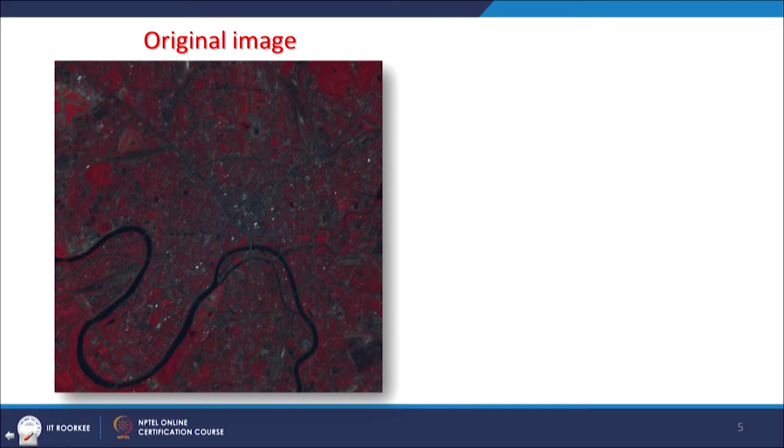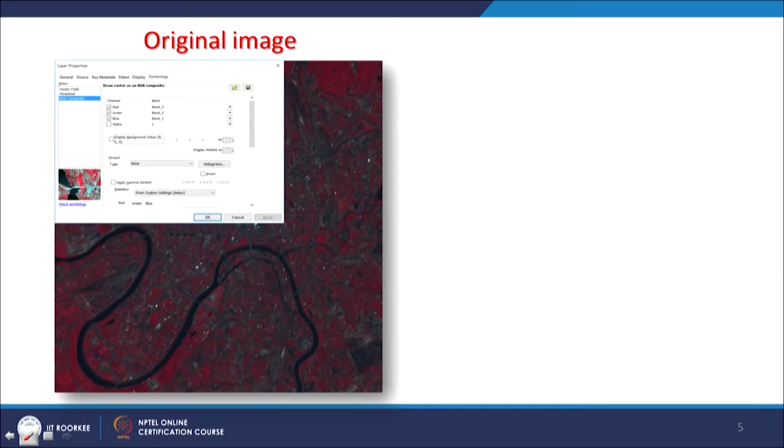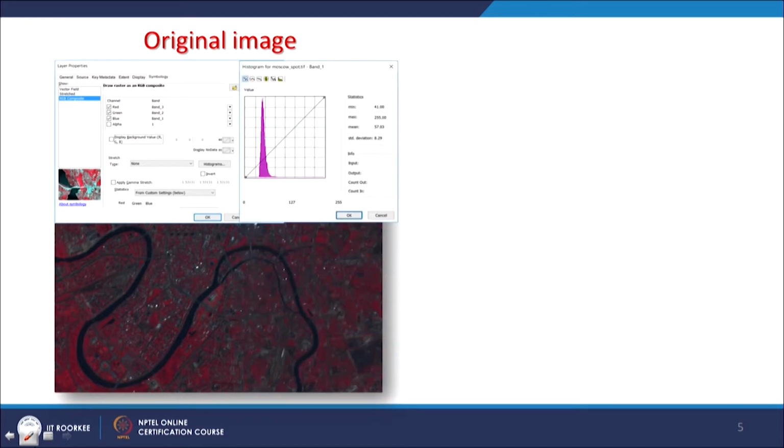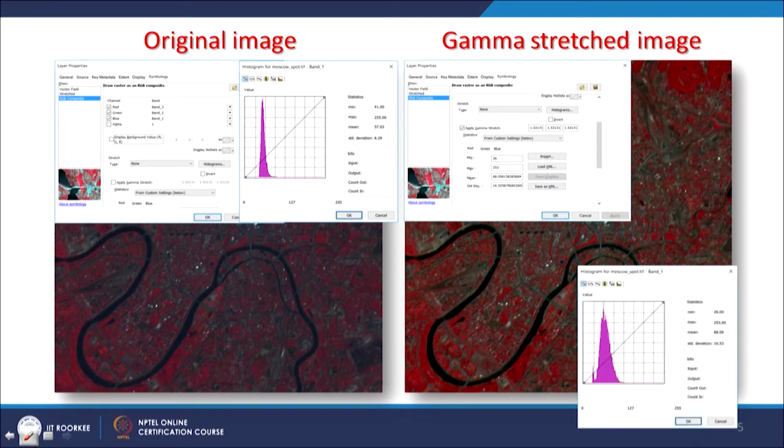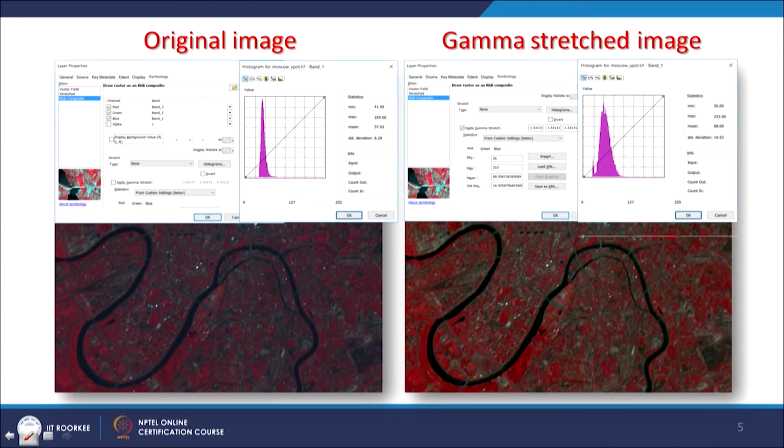This is the image which I will also be using for the demonstration, the same image. This is the original image, and we are going to use ArcGIS software today. You can also check the histogram, and then this is the gamma stretch image, and when you check the histogram, see the distribution has completely changed. So from here onward I go for the demonstration of this software.